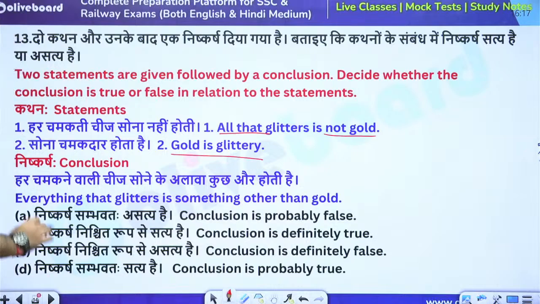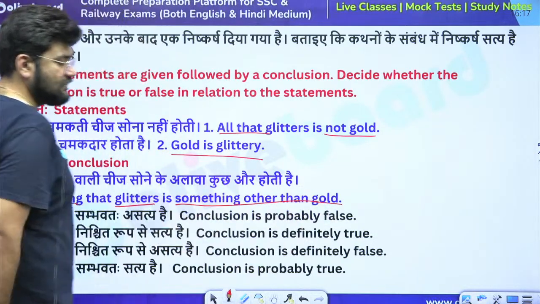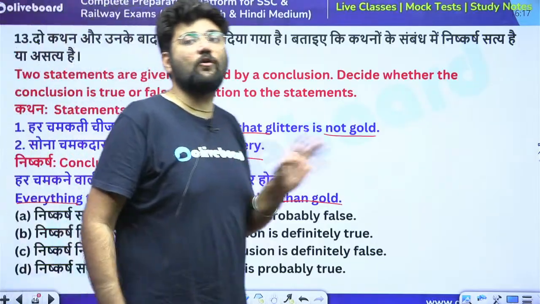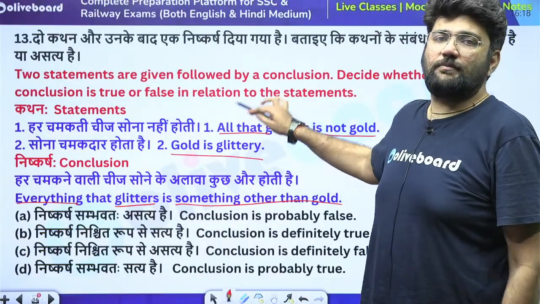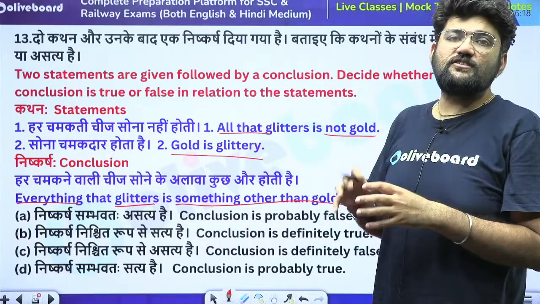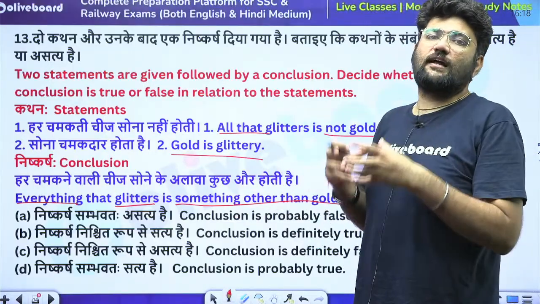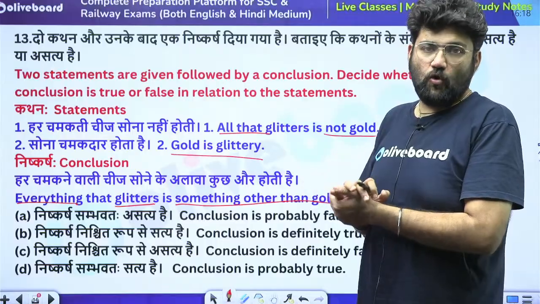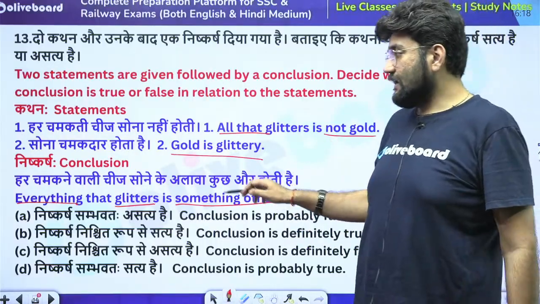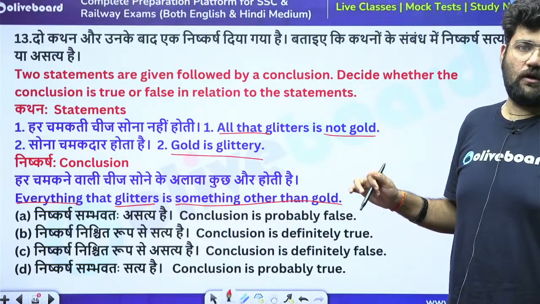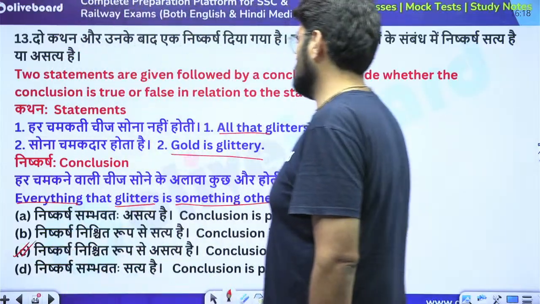Now the conclusion says everything that glitters is something other than gold. That means this is trying to say everything that is glittering can never be gold. This is clearly against your statement. Your statement is trying to say that everything which is glittering is not gold, right? Though gold glitters. So simply glittering is not the correct criteria to check for the presence of gold. If something is glittering, it may be gold, it may not be gold. But here it is saying if it is glittering, it is definitely not gold. So this conclusion will definitely be false. So option C will be the right answer here.